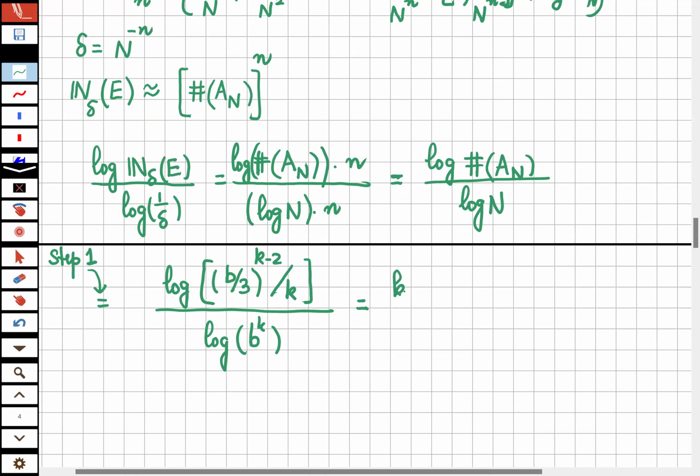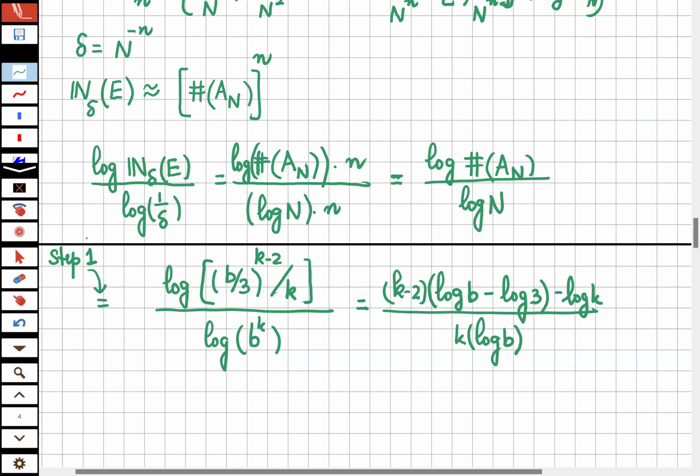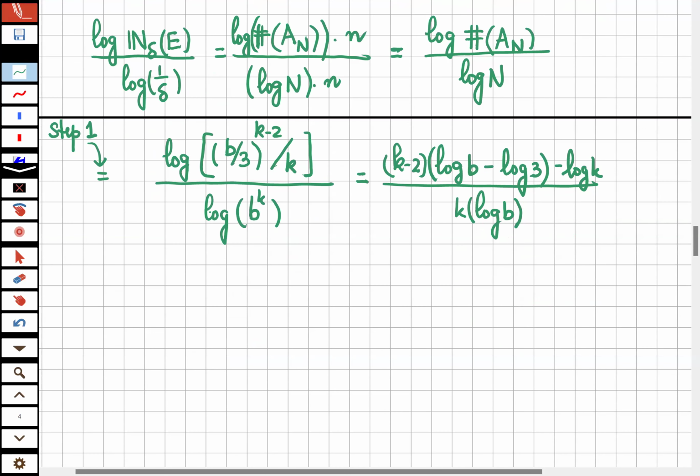And what does this give me? (k minus 2) log b minus log 3 minus log k, divided by k log b. Okay, and let's take a moment to see that this is arbitrarily close to 1.